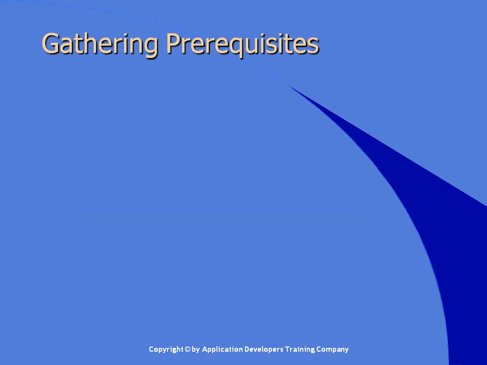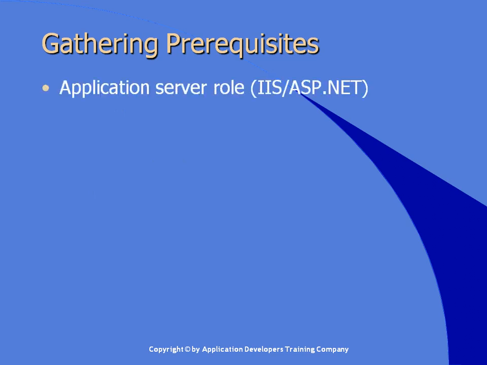Finally, the server will need to be prepared by installing the following components. Application server, you'll need to install the IIS role, SMTP service, and you'll also need to have .NET installed, .NET 3.0. It's a requirement of SharePoint.